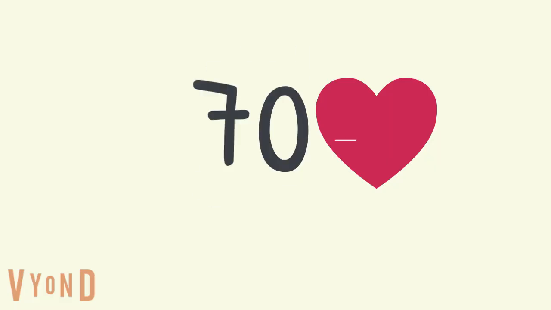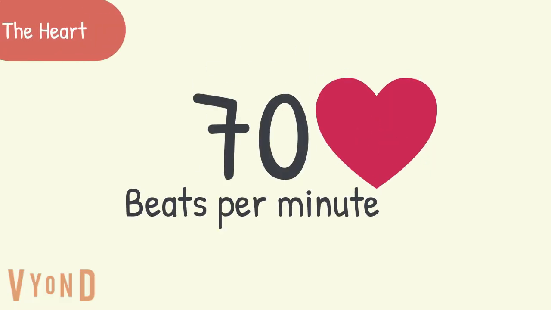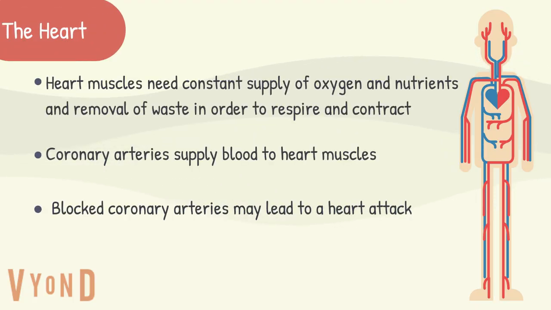The heart is a muscular organ that beats around 70 times per minute. The heart muscles need a constant supply of oxygen and nutrients and need their waste products removed in order to respire and contract. Special blood vessels called coronary arteries supply blood to the heart muscles. If they become blocked, it may cause a heart attack.